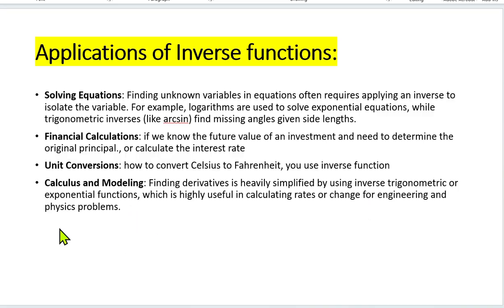So this is all about the inverse function. We can see how inverse functions are useful.